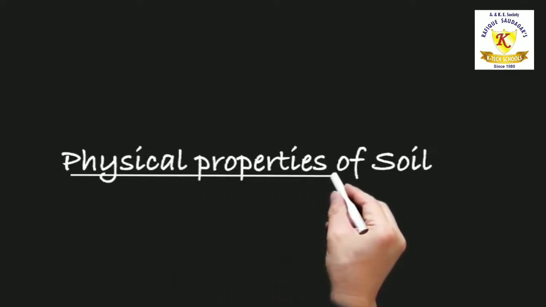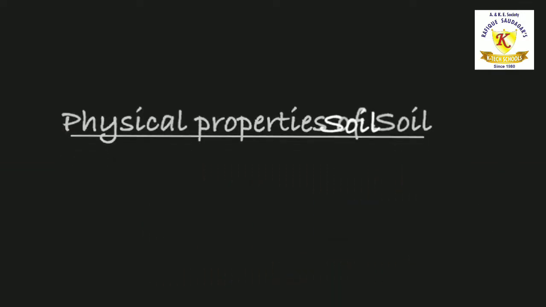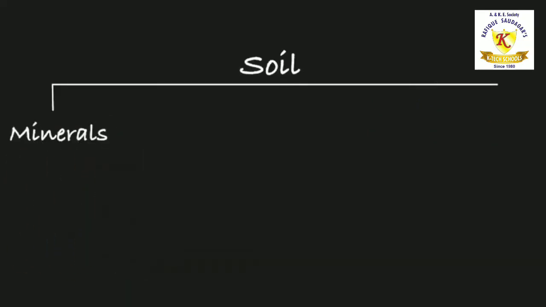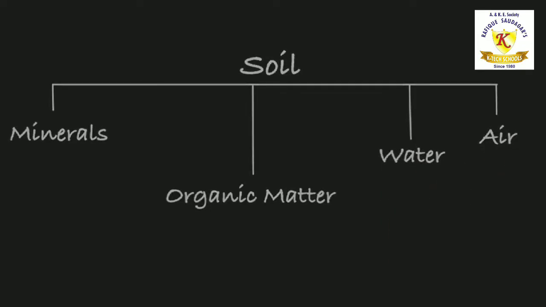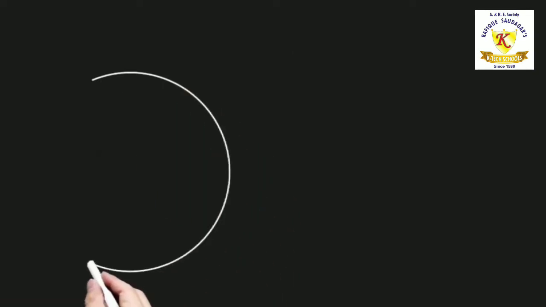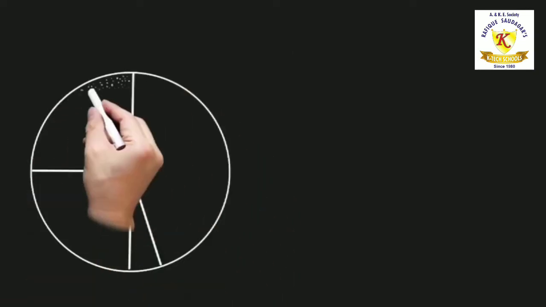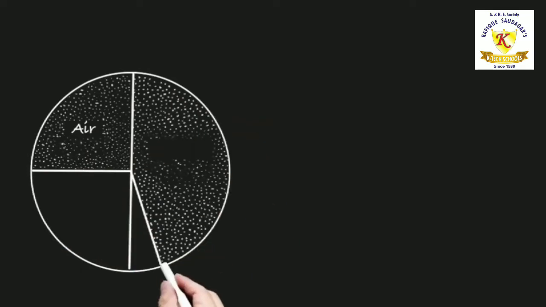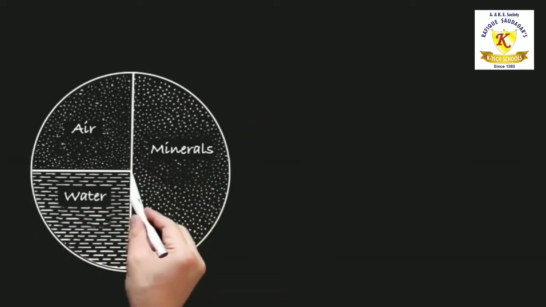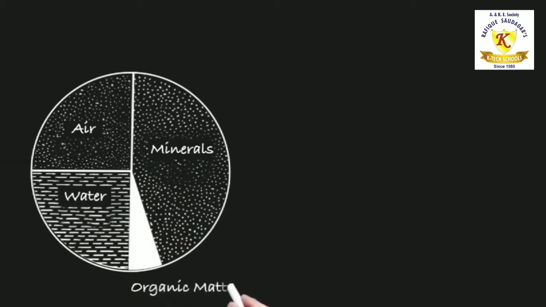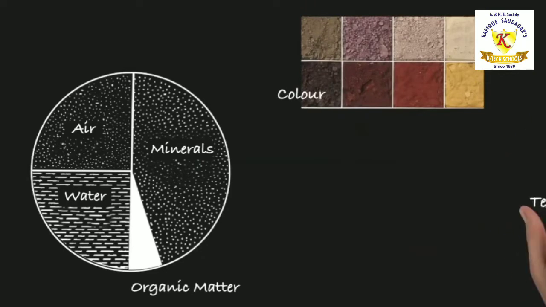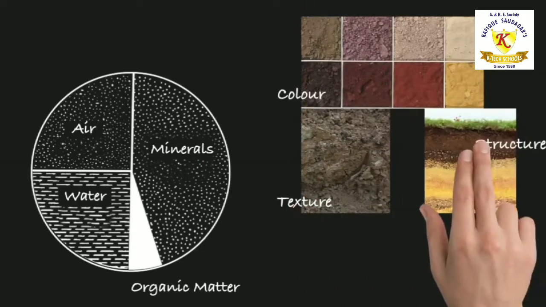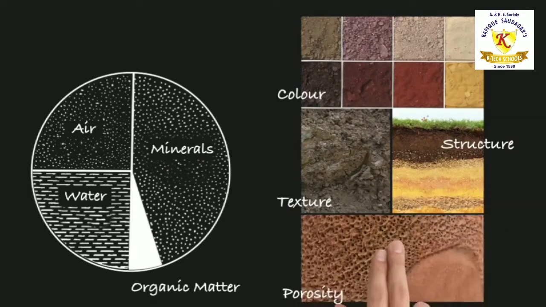Let's see the physical properties of soil. Soil comprises minerals, organic matter, water, and air. The composition and proportion of these components greatly influence the physical properties of soil, including color, texture, structure, and porosity.